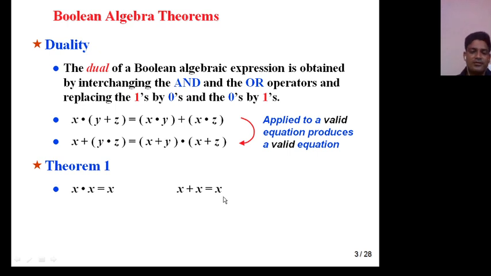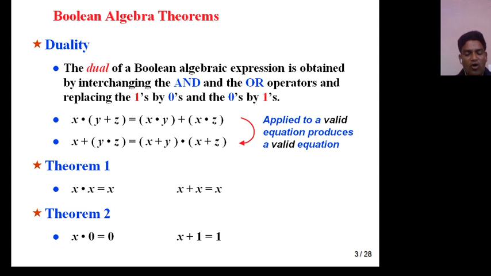Next one, x dot x is always equal to x. In case of ordinary algebra, x dot x equal to x square, but in Boolean algebra it is x dot x equal to x. 1 dot 1 is 1, 0 dot 0 is 0. So this is x dot x equal to x, and its dual x plus x equal to x. In ordinary algebra, x plus x equal to 2x. So this is called your idempotent theorem.